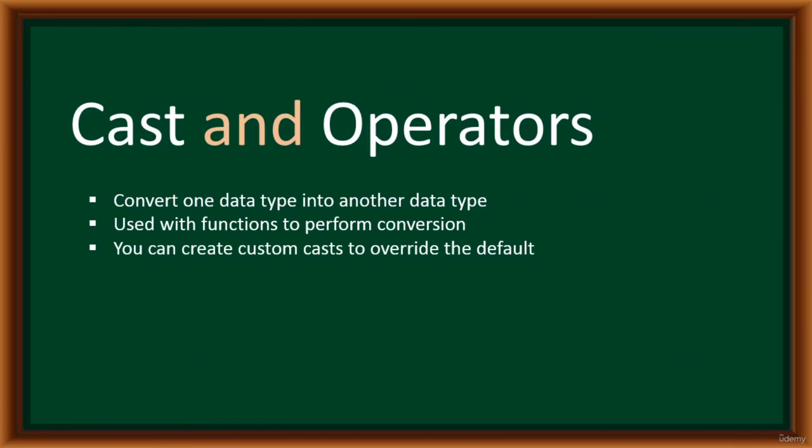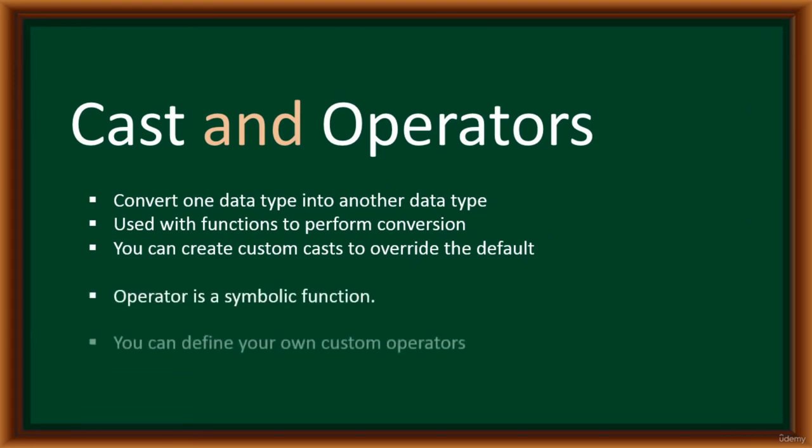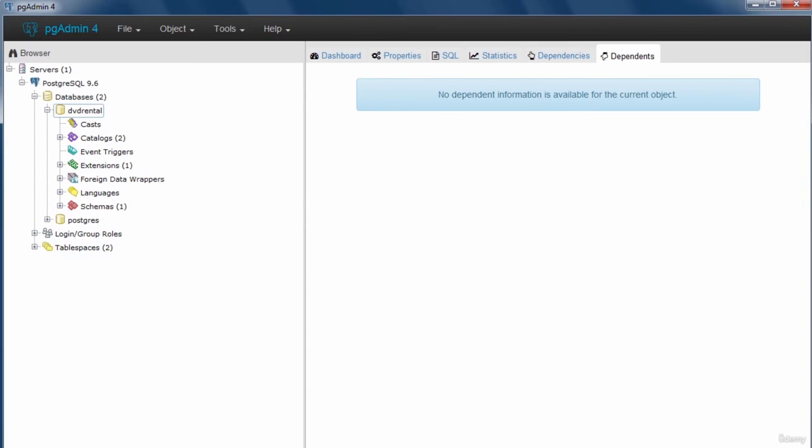Operators in Postgres basically is a symbolic function. So Postgres allows you to define custom operators. Looking at our sample database, we have an option for casts. As you can see, there is none at the moment. So no cast has been created. So if we had created a cast, this is where it will be.